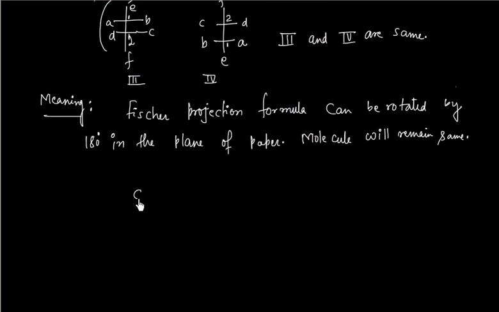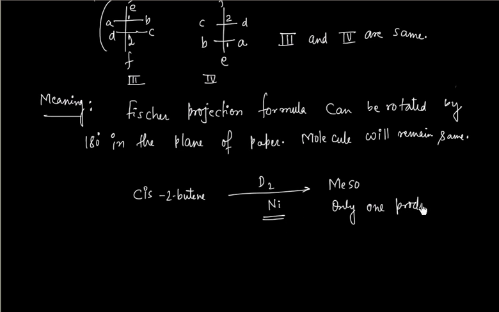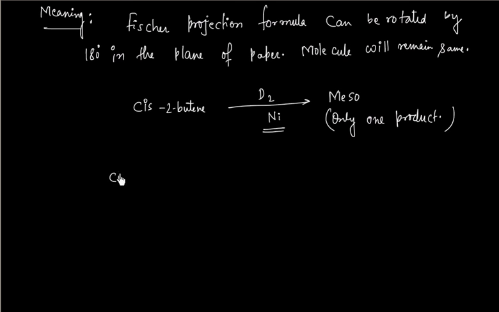So this means if I have cis-2-butene and we have deuterium, we will get only one product, and that product is meso. Only one product. Nickel is used as catalyst. So one can remember, if I have cis-2-butene, addition is syn, that is, addition of deuterium is syn addition. So the final product will be meso.